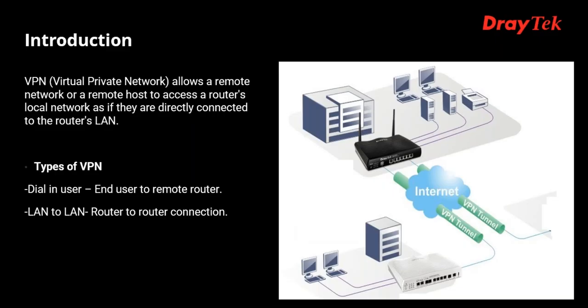What is a VPN and what is it used for? A VPN creates a private and secure connection over the internet to allow remote ends to access and share each other's resources. There are two main types of VPN connections: remote dial-in user VPN and LAN-to-LAN VPN.